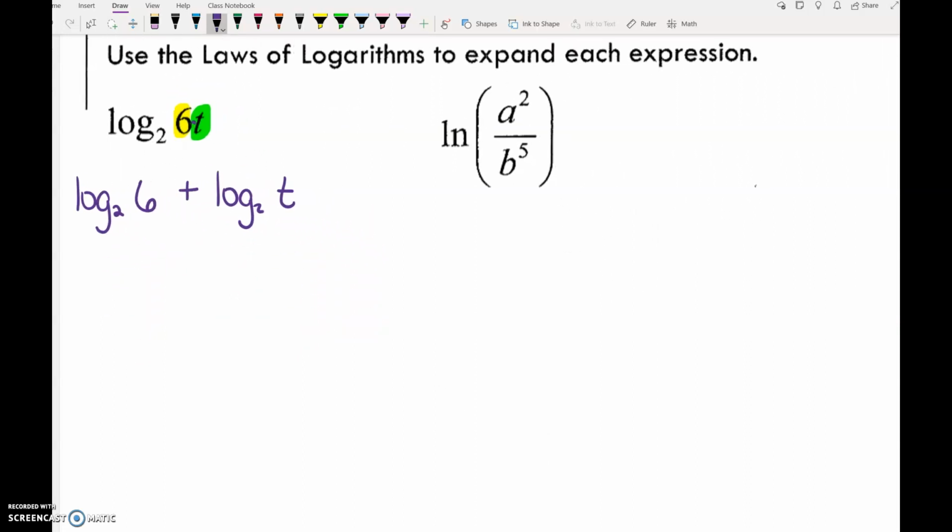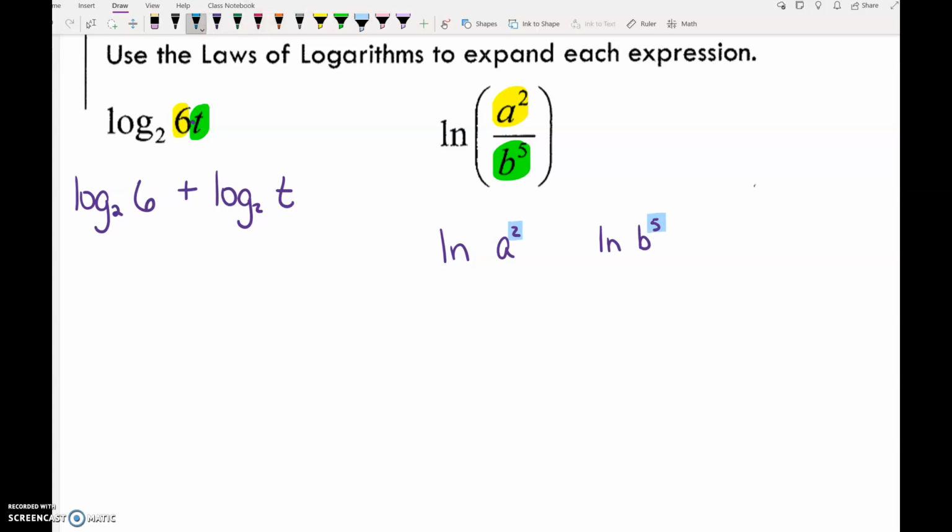In this next one, this is more my speed. This is my jam. We've got two things. We've got a squared and we have b to the 5th. So I am going to do ln of a squared and ln of b to the fifth. The other thing I noticed then is that there's an exponent inside the log that needs to move out front. So it's going to be 2 times the ln of a and 5 times the ln of b.